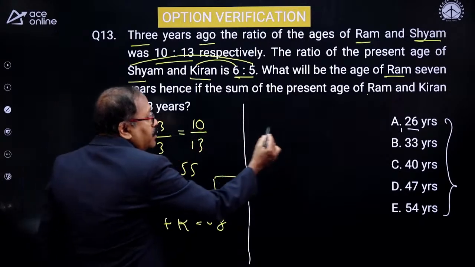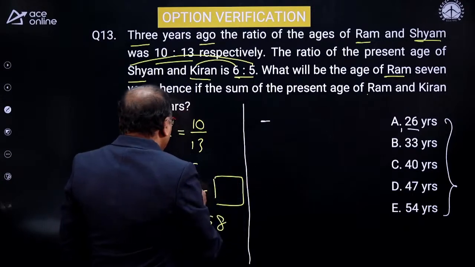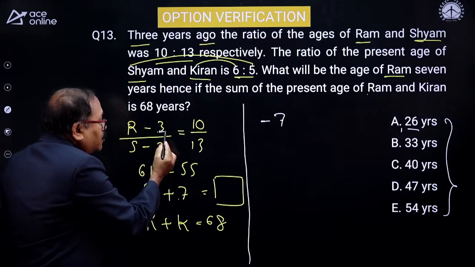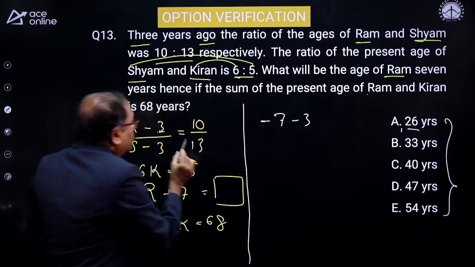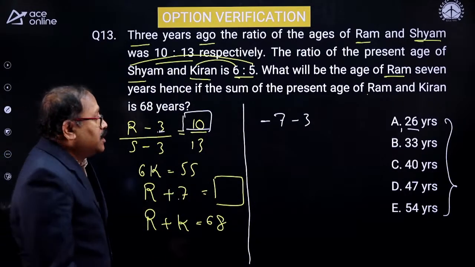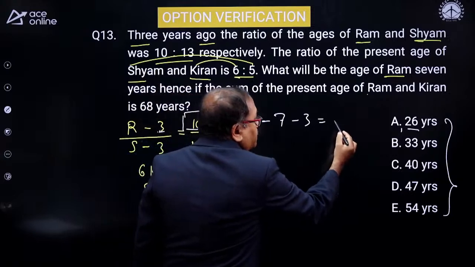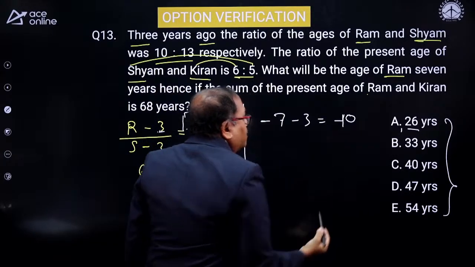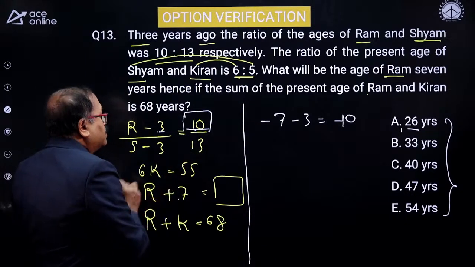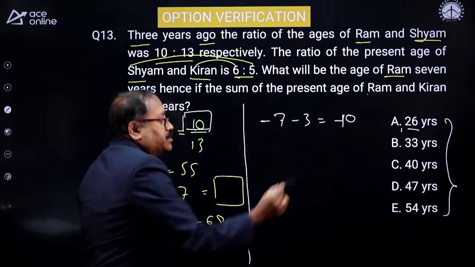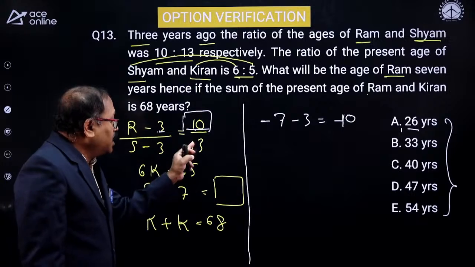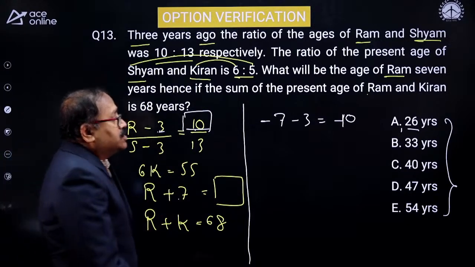So from the given option, I will take out 7. I will get the present age of Ram. And then if I take out 3, that number should be a multiple of 10. Let's check that. That means in total, how much will you subtract from the option? 10. When you subtract 10 from the option, it should be a multiple of 10, because R minus 3 is 10 by 13. So check the first option.